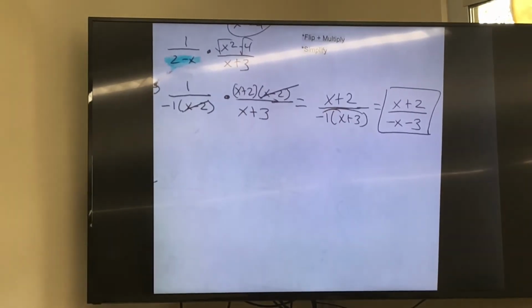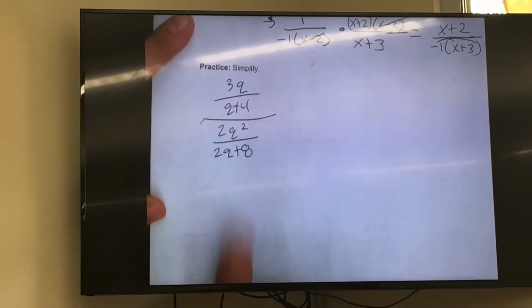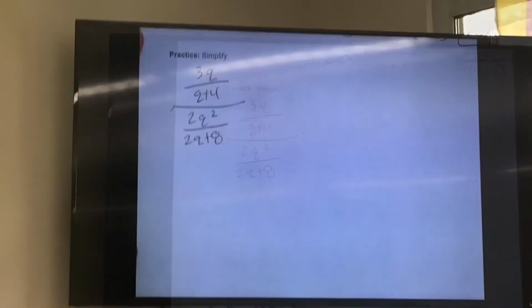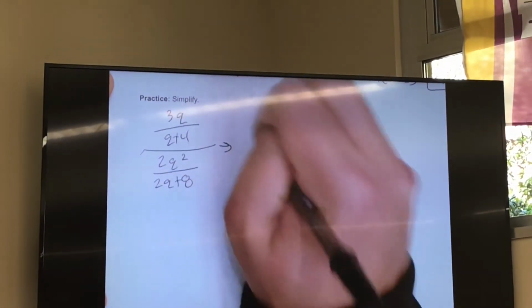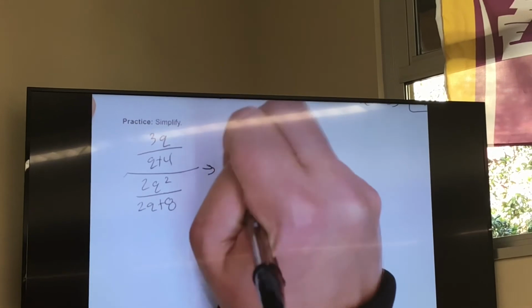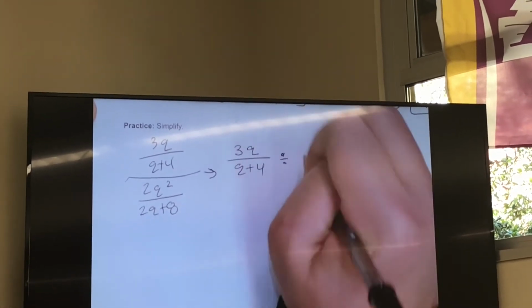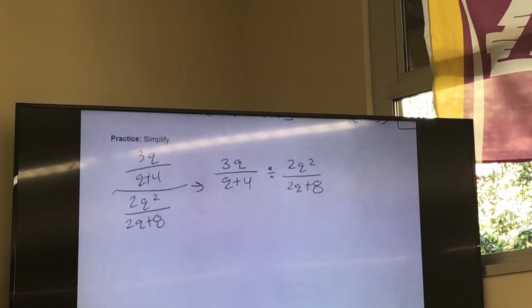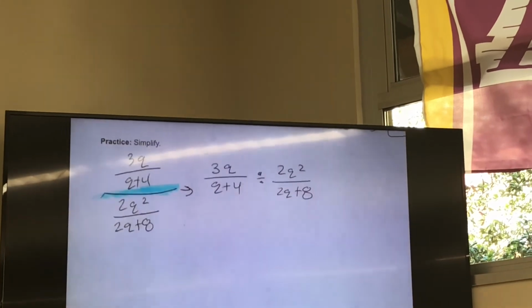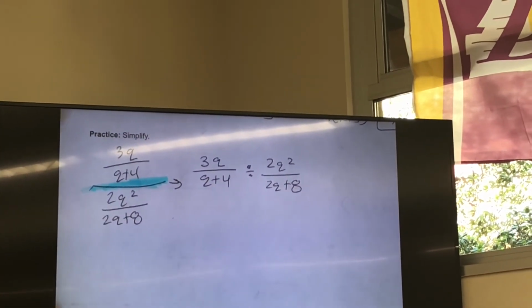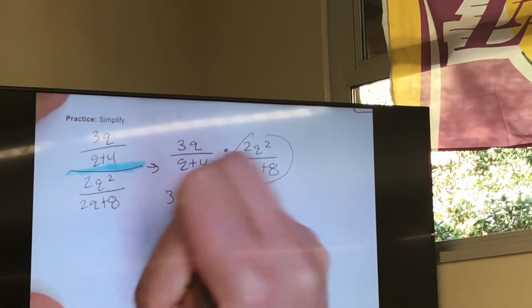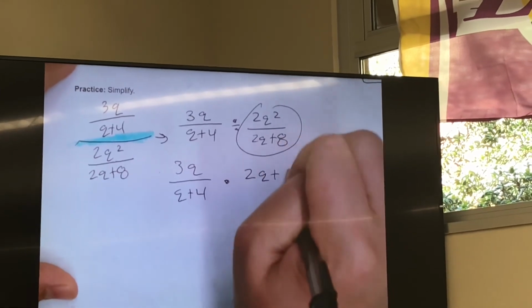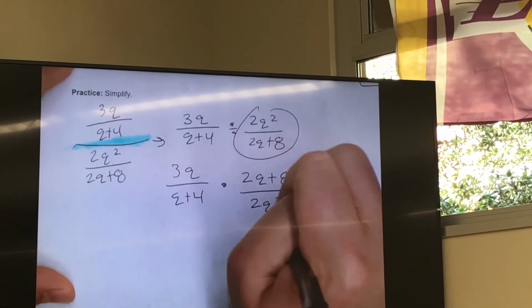Any questions? All right, so we're going to go ahead and have you guys look at this next practice problem, and we're going to pause the video so you can go ahead and give that a shot. All right, we're back. So we're going to go ahead and write it as a division problem. Again, if you've forgotten, remember this biggest looking fraction bar is our division symbol. So we're going to now flip it. 3q over q plus 4 times 2q plus 8 over 2q squared.